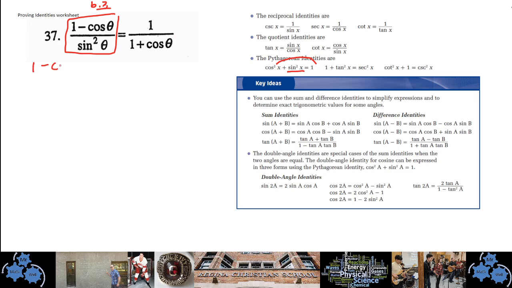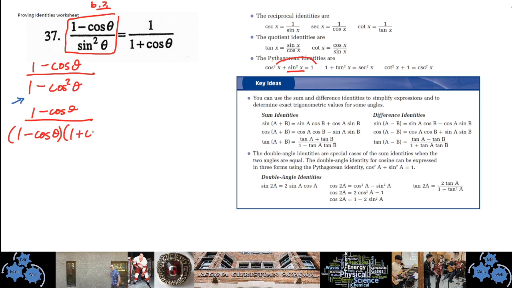I'm going to write the top out here, and I'm going to change sine squared to 1 minus cos squared theta. Why would I do that? Because I can now see that this is a difference of squares, a perfect square minus a perfect square. So I can factor that. I'll rewrite the top: that's going to be factored into 1 minus cos theta times 1 plus cos theta.